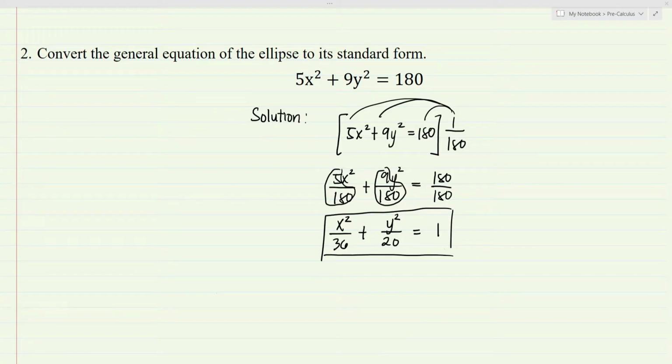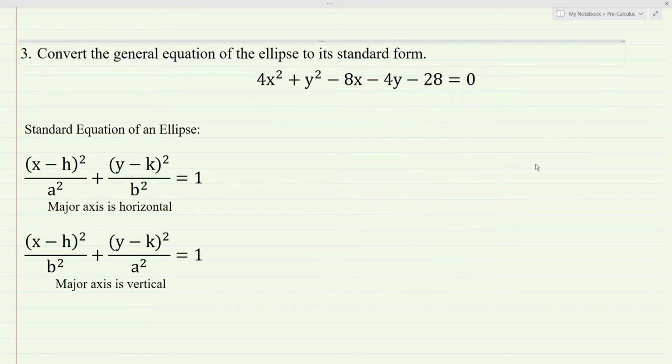Now that we are done with this type of ellipse whose center is at the origin, let's try to solve the standard equation of the ellipse whose center is at the point (h, k), or the center of the ellipse is not located at the origin. With that type of ellipse, the standard equation will be modified and the coordinates (h, k) of the center will be included in the standard equation of the ellipse. So I have here the modified standard equation of the ellipse.